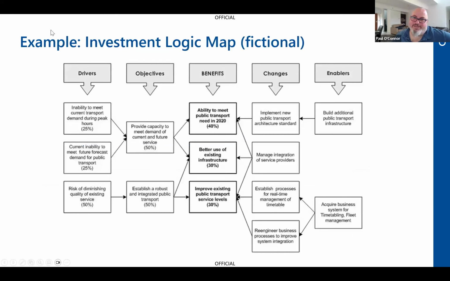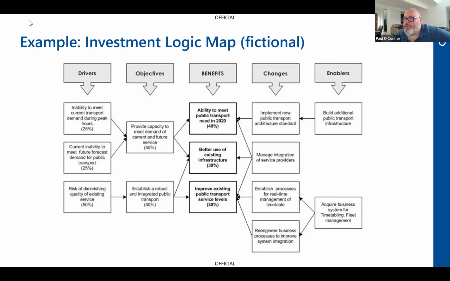This is not mine. This is just stolen from DTF's book. But what this gives you is an idea of how you can conceptualize. Let's say this is before you start doing the hard edge work around EIS and economic appraisal. This is really when you're thinking, what can this project do? Why are we doing this?